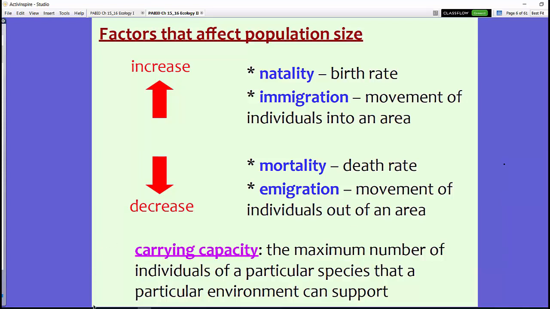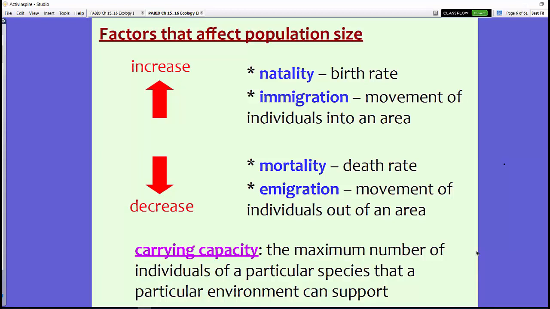Now, we also can see carrying capacity, and that's a factor that can affect population size. Carrying capacity is very important to understand for an ecosystem. And this is the maximum number of individuals of a particular species that a particular environment can support. Carrying capacity is based all on resources in a particular area. So if we had plenty of water, food, and shelter for individual species, whatever it is that they require, then we could possibly have large numbers of populations in that area.